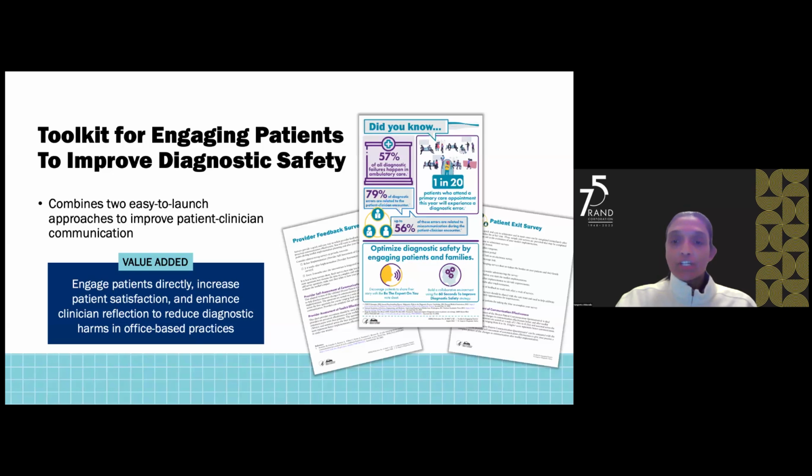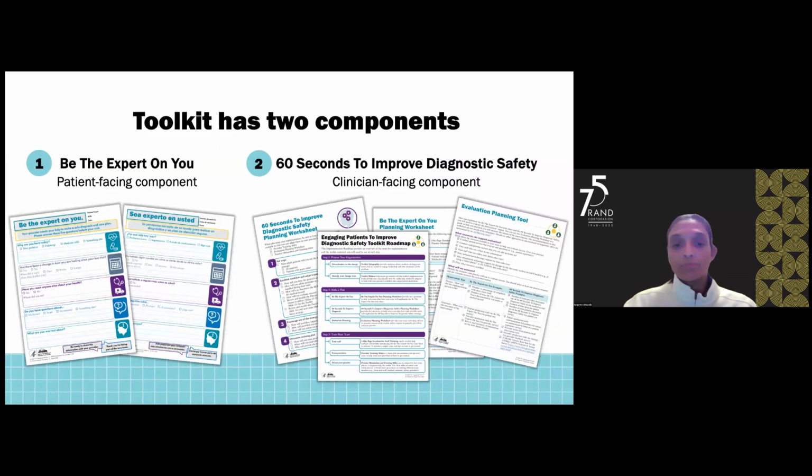So the toolkit for engaging patients to improve diagnostic safety was developed in collaboration with both patients and clinicians. It's aimed at improving communication during the patient-clinician encounter, and it's aimed at engaging patients directly in their care while helping clinicians hear and reflect on their patient's story to reduce diagnostic harm. It has 2 easy-to-use components.